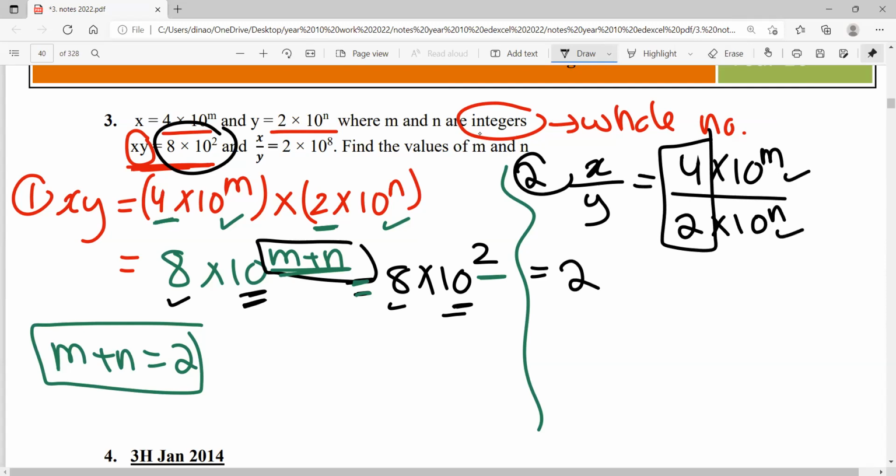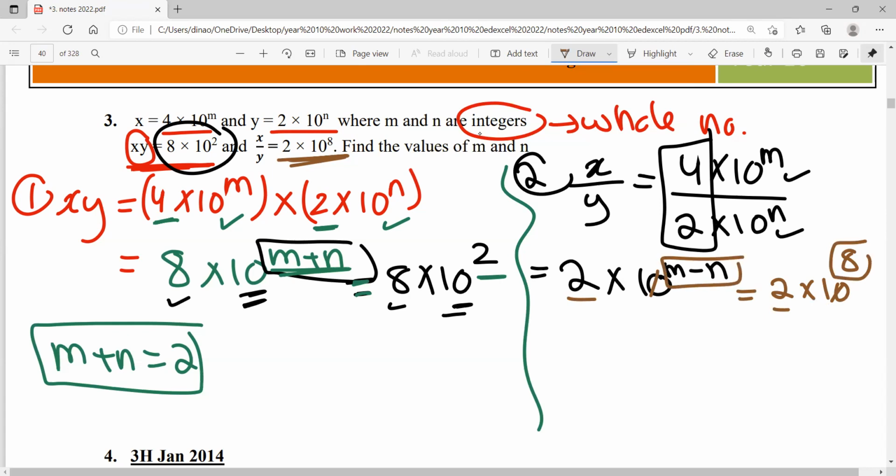And then work on the 10 part. Here I'm going to subtract the powers since I have the same base, so it will end up with m minus n. Now, after I worked on the left hand side, now compare with the right hand side, which equals 2 times 10 to the power of 8. Let's compare. 2 equals 2, 10 equals 10, so power equals power. So here I have m minus n equals 8.